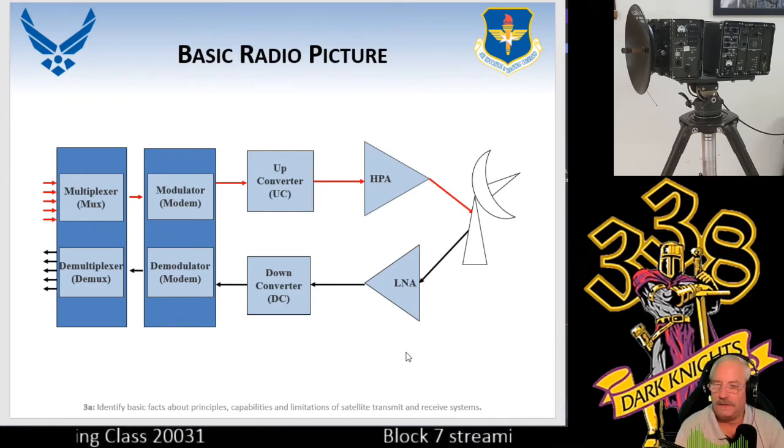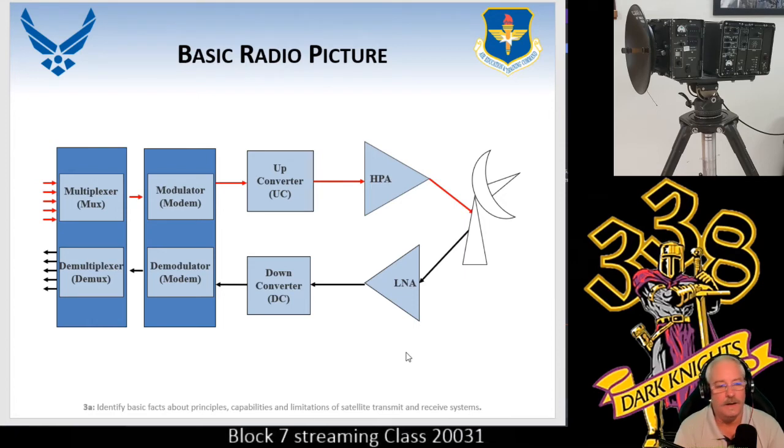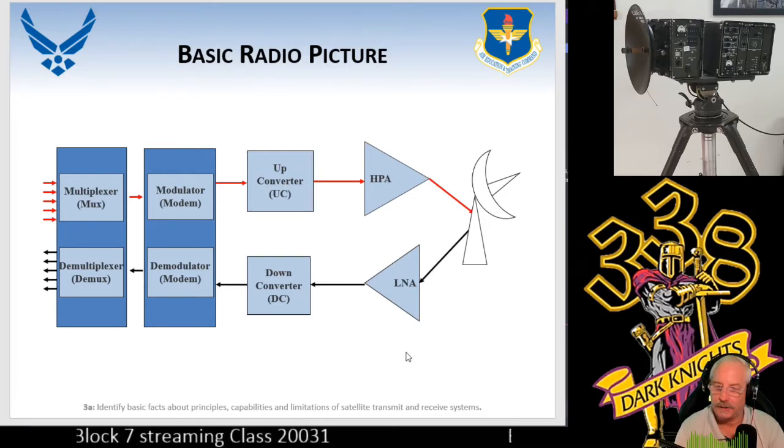The next step is to recover the baseband. So that one was transmit baseband to the distant end. We're going to recover the baseband by bringing the receive signal into the LNA. The low noise amplifier is going to amplify it. We're going to down convert it, take RF to IF. We're going to demodulate it, which is going from IF to the aggregate baseband.